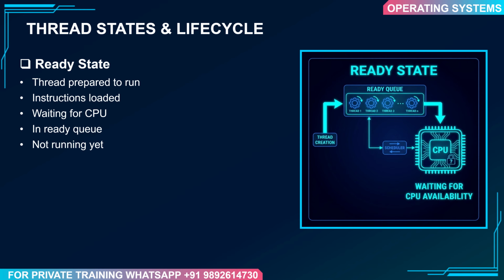Once the thread is ready to execute, it moves into the ready state. In this state, the thread has everything it needs to run except one thing, the CPU. The thread is fully prepared, its instructions are loaded, and it is waiting in a queue for the scheduler to pick it. This is an important point. Being in the ready state does not mean the thread is running. It simply means the thread can run as soon as the CPU becomes available. Many threads can be in the ready state at the same time, all waiting patiently for their turn.